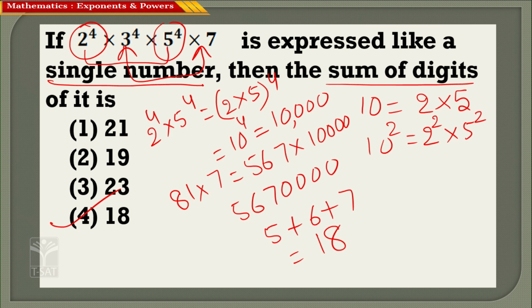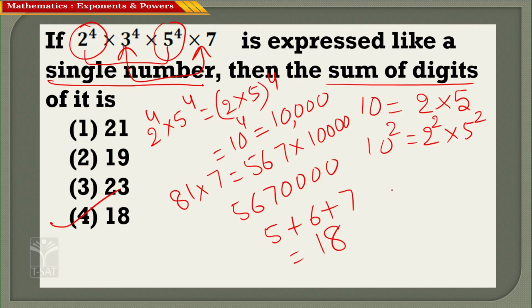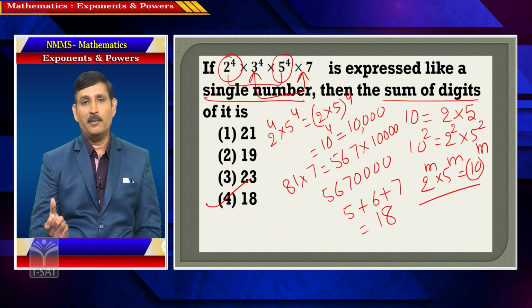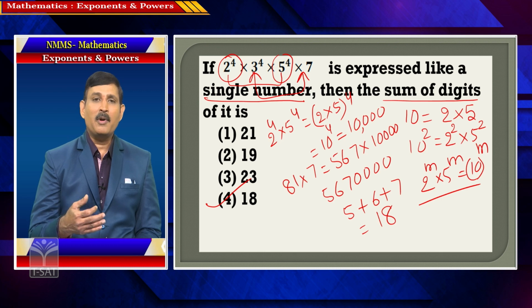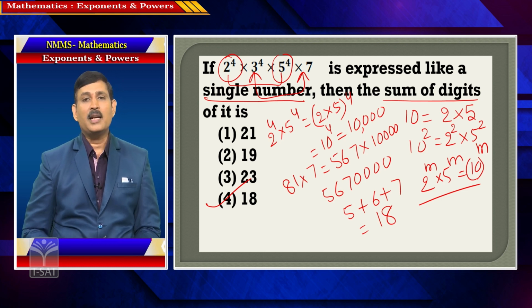When you are studying number systems, you have to understand the different patterns. Just 2 power m into 5 power m will give you 10 power m. So 10 has 2 prime factors, 2 and 5. 2 into 5 is 10. For obtaining 1 zero at the end, you need one 2 and one 5. So there are 4 such 2s and 4 such 5s. Their combination will give you 4 zeros. So all are zeros, so the digits are obtained from the others, that is 3 power 4 and 7, 81 into 7. And that's how you can solve this.